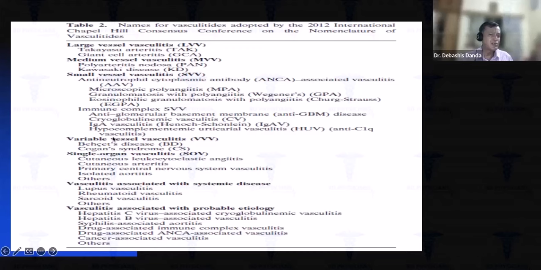the older classification. What is more important is that they have now classified Behçet's and Cogan syndrome, which is interstitial keratitis, deafness, and aortitis, under variable vessel vasculitis. There's also primary CNS vasculitis, which is put under single organ vasculitis. Vasculitis with systemic disease is where rheumatoid, sarcoid-related vasculitis, lupus vasculitis comes, and vasculitis associated with probable etiology include hepatitis B, C, syphilis, drug-associated, cancer-associated vasculitis.